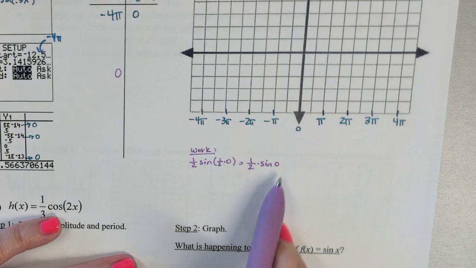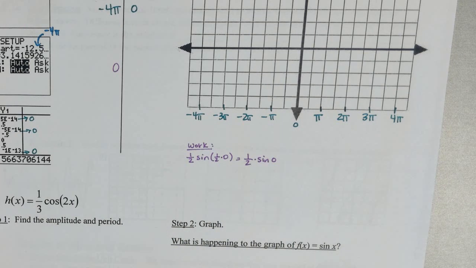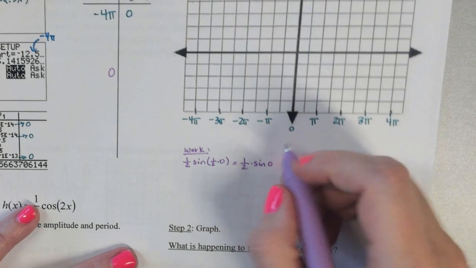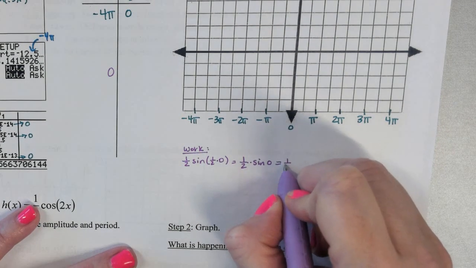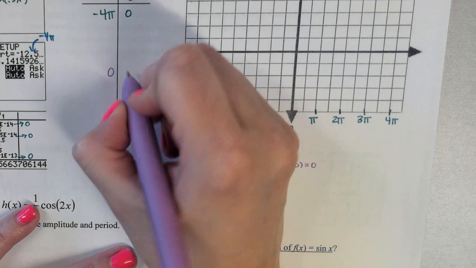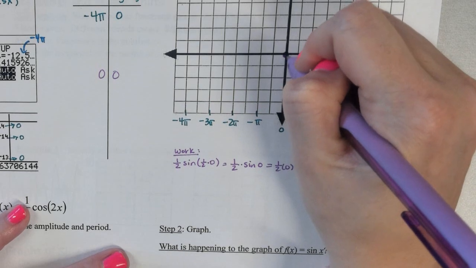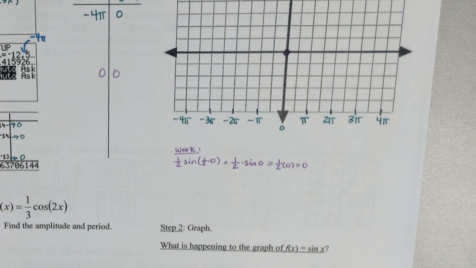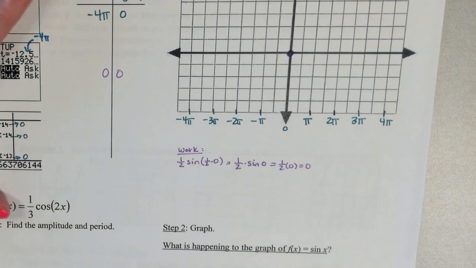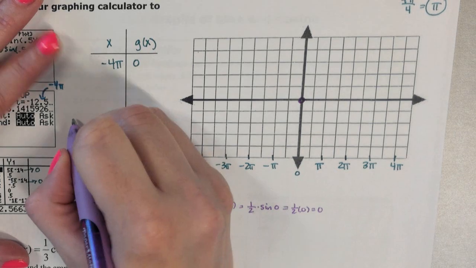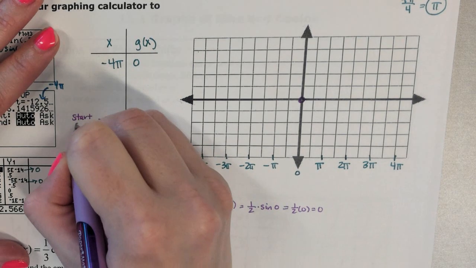Well, all we have to do is think about the unit circle. The sine of 0 is 0. So 1/2 times 0 is 0. So guess what? That's where we are on our graph. Alright, so this is where we start. So we're going to start at 0.